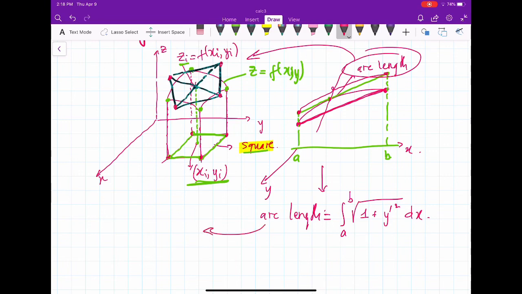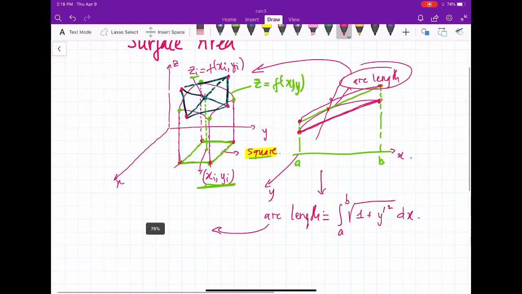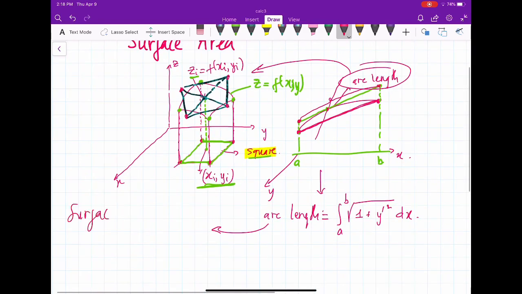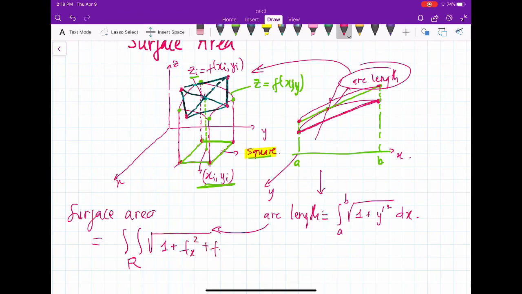If I have the 2-dimensional case, I would have the following formula. Surface area equals the double integral over the region R, and here we have partial derivatives, because we already consider derivatives in the x and the y direction. So I'll have 1 plus fx squared plus fy squared, under the square root, and then dA. Makes sense? That is a very naive generalization from the arc length problem to the surface area.